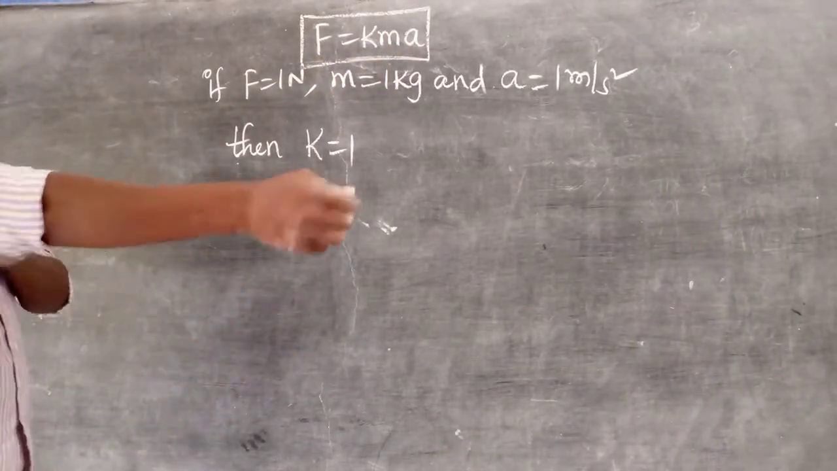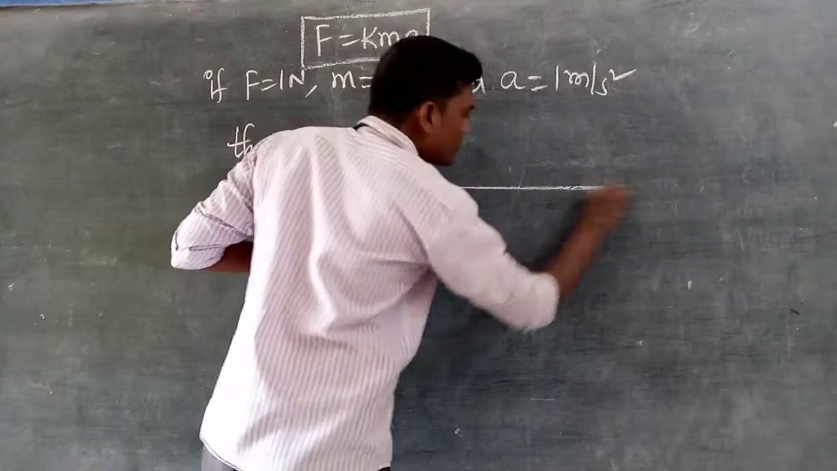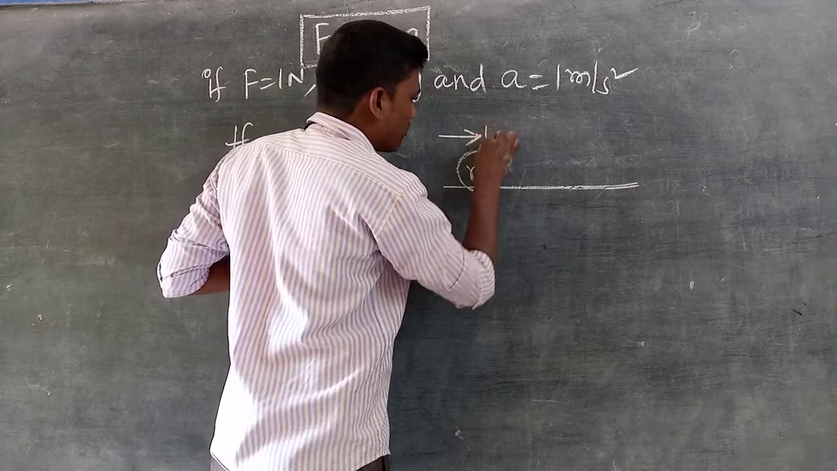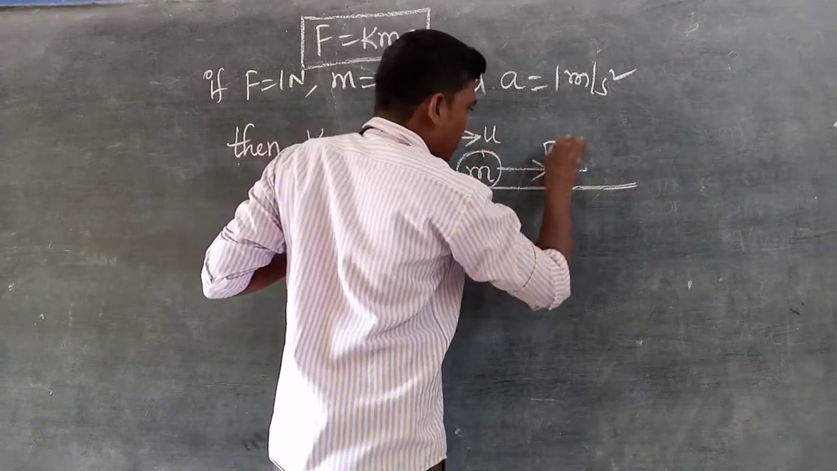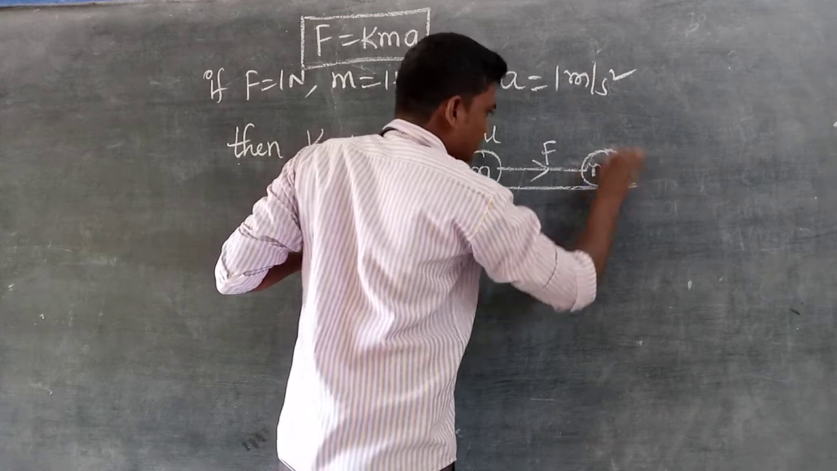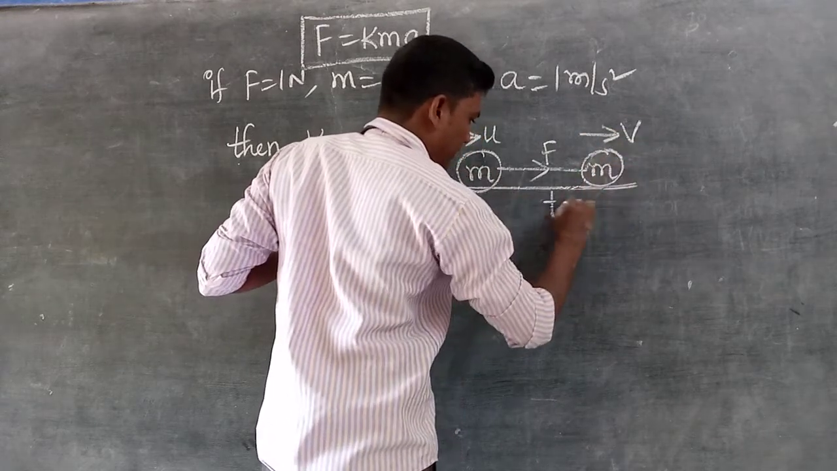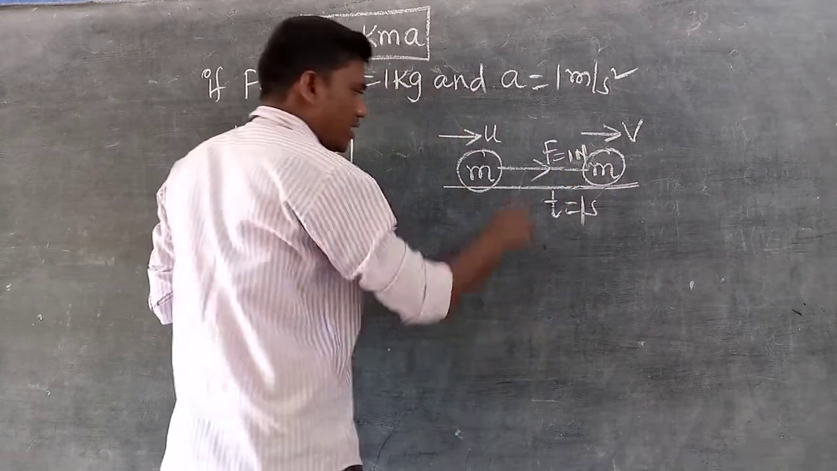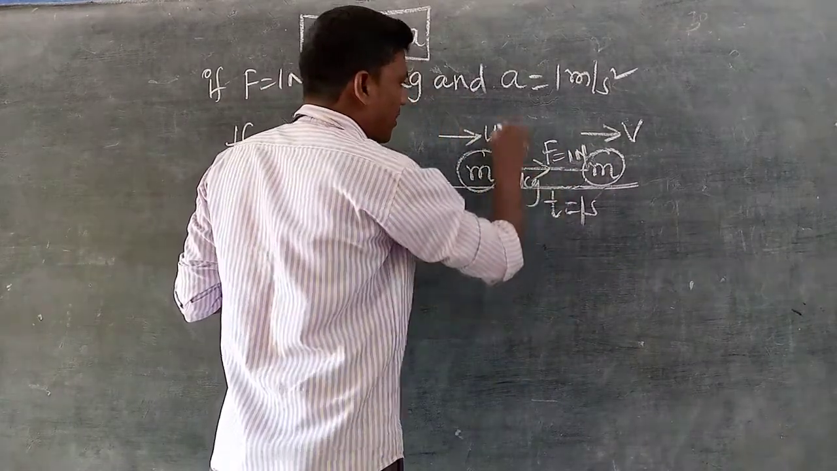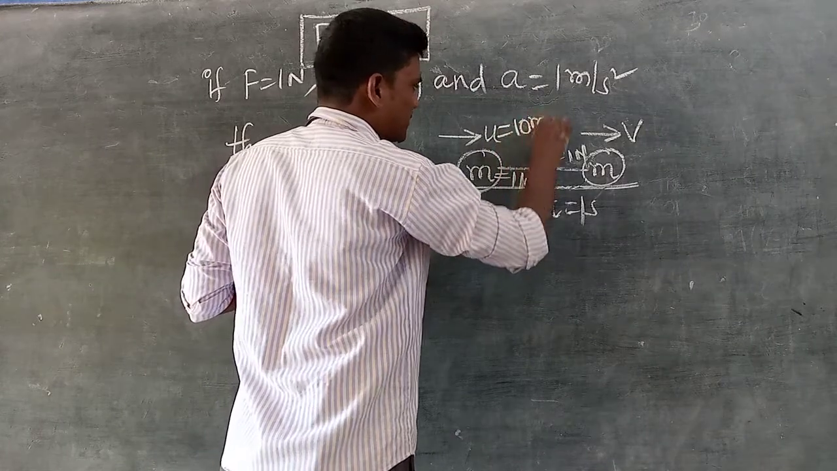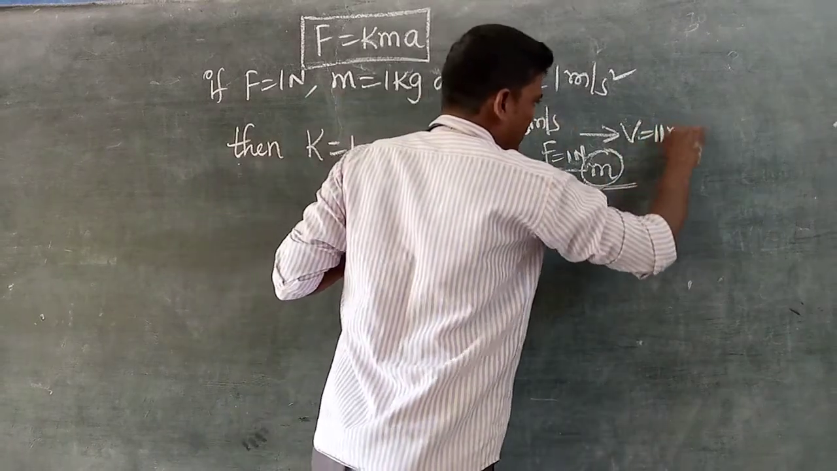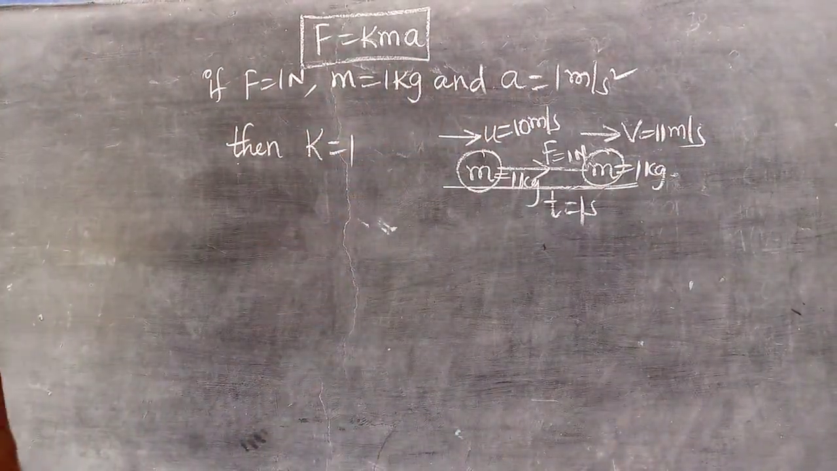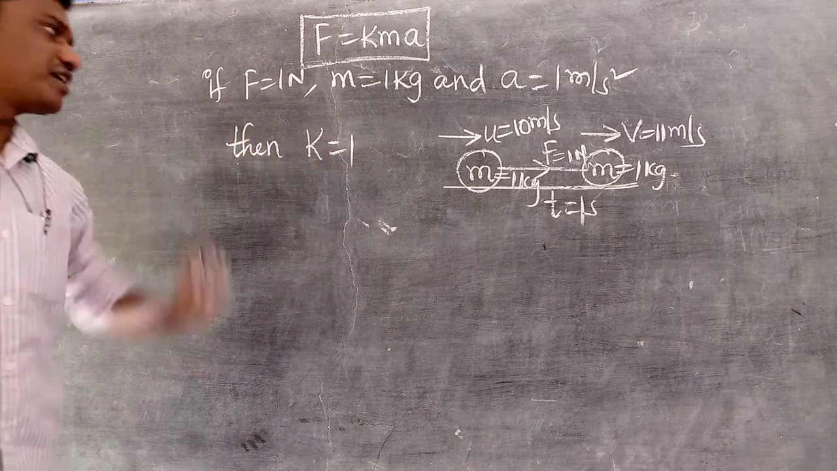So here what I say is, according to our previous concept, a body of mass m is moving with velocity u. On the body, force F will be applied up to time t. Take t equal to 1 second, F equal to 1 Newton, m equal to 1 kg, u equal to 10 meters per second, then v equals 11 meters per second. These values are assumed values only, for your understanding.